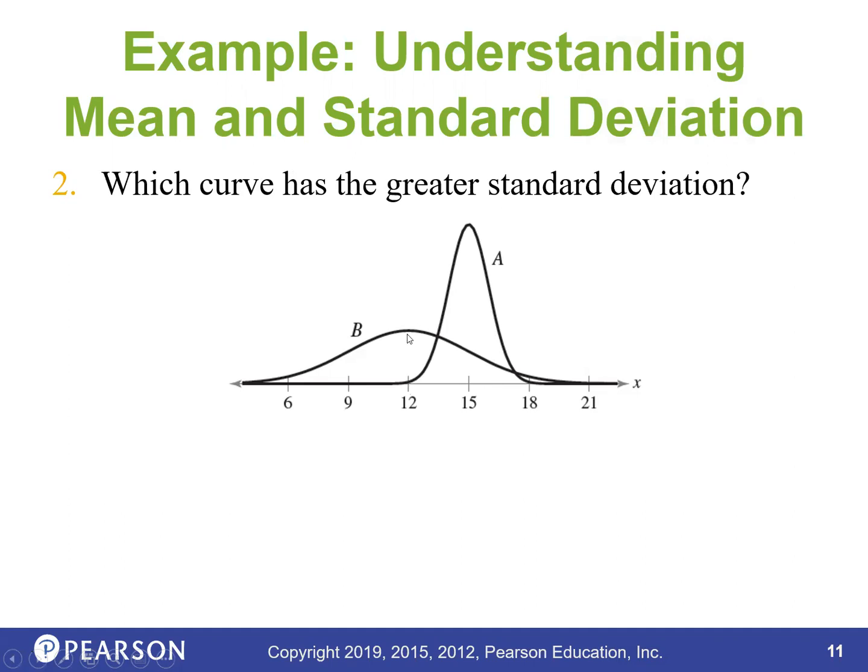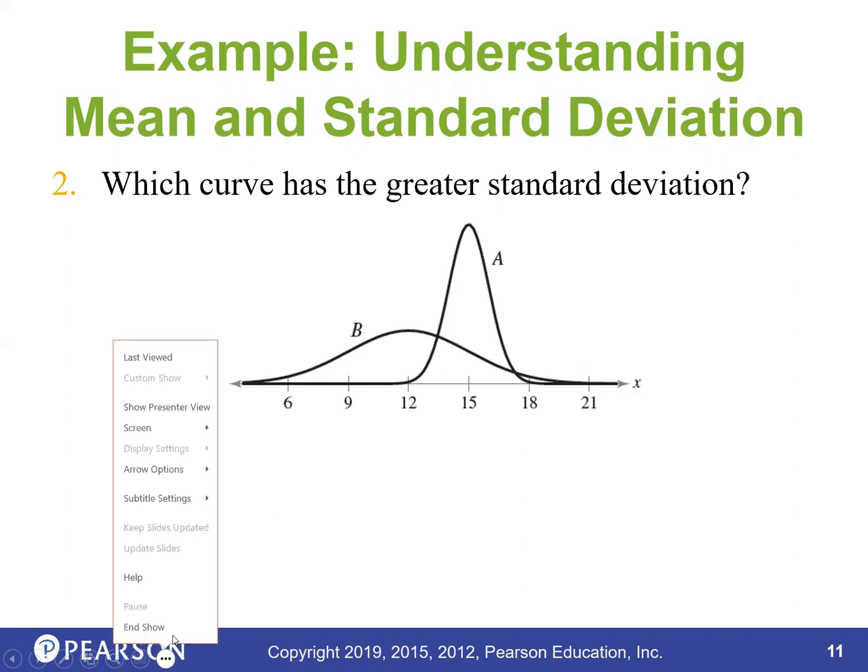This guy's a 12. It looks like the inflection point is happening at about 15. So I'm thinking 15 minus 12 is 3. Okay, everybody okay there with 3 being the standard deviation?